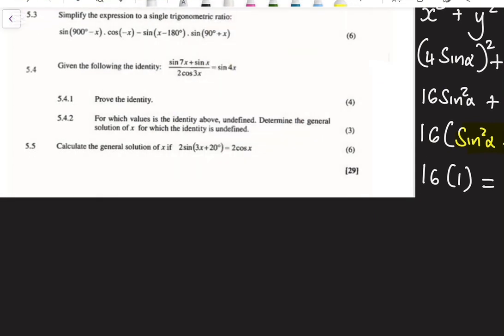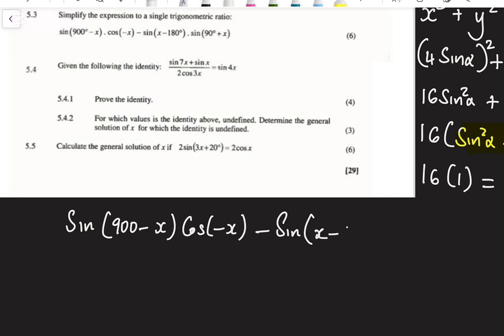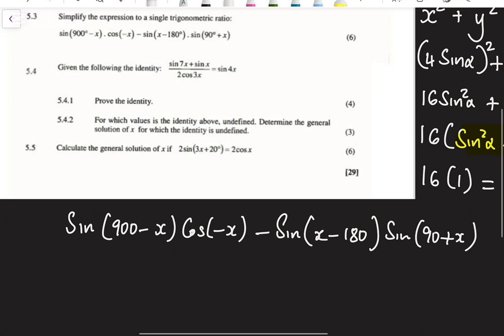5.3, we are given sine 900 minus x. We are given cos negative x, and then we have minus sine x minus 180, and then we have sine 90 plus x. We are required to simplify this to a single trigonometric ratio. So we are going to have one ratio, tangent, sine, or cos.